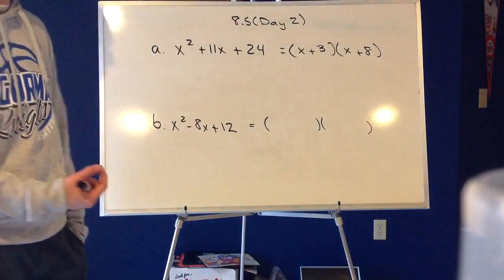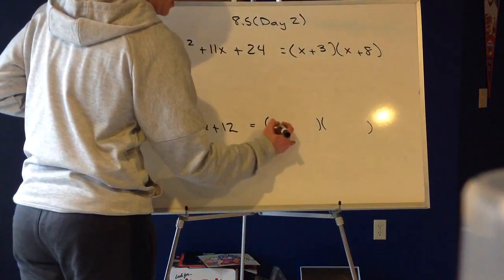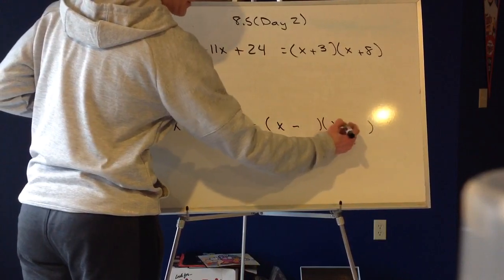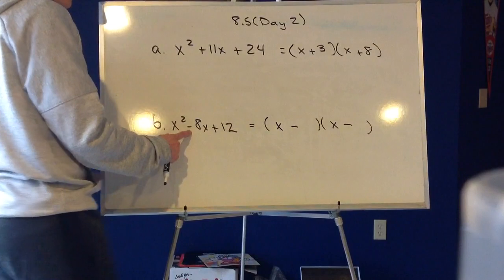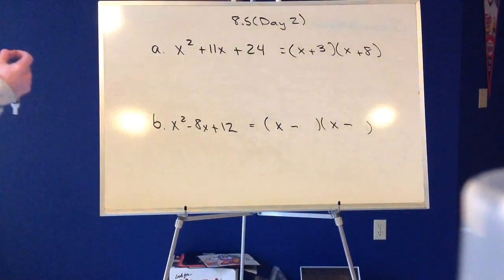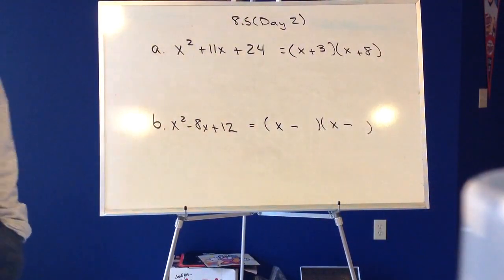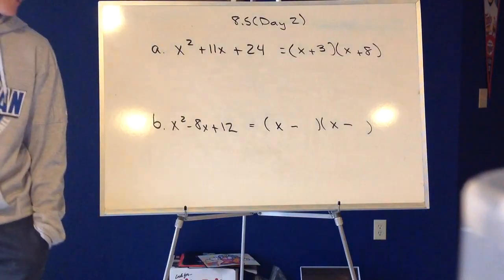And it would mean that they're both going to be negative. Okay, so we're going to end up with an x minus and an x minus. Again, if this is positive and this is negative, they are always both negative. Okay, so we're looking for factors of 12 that give us 8.